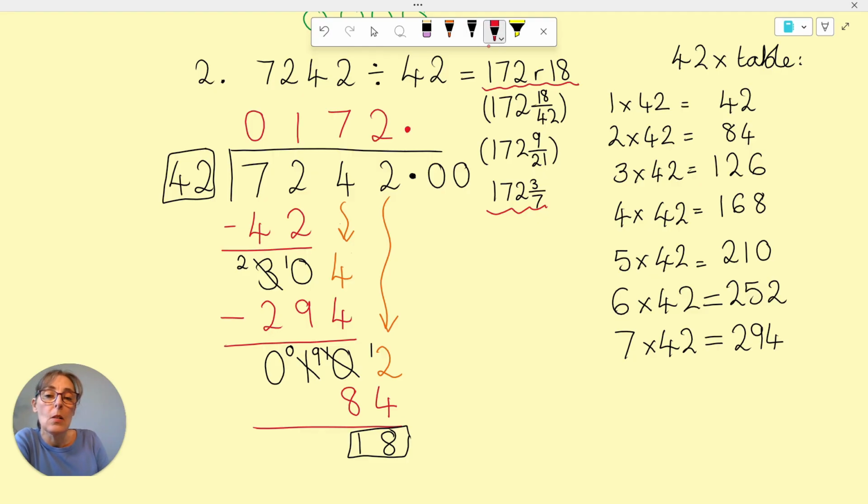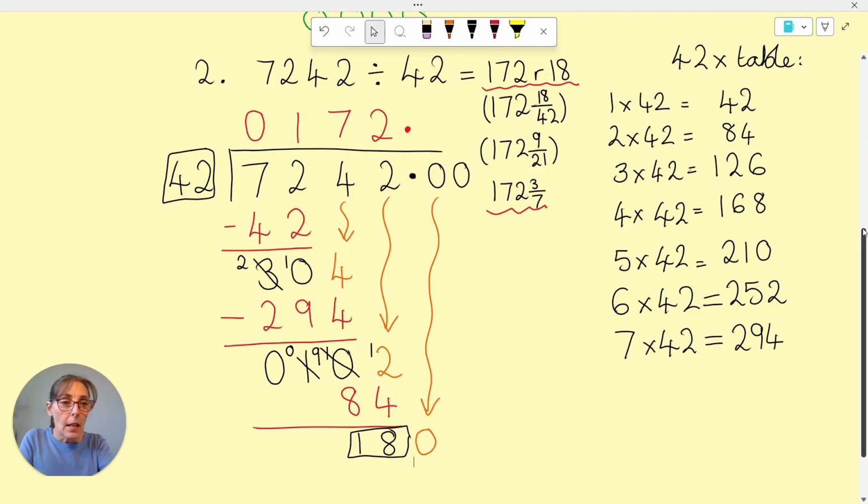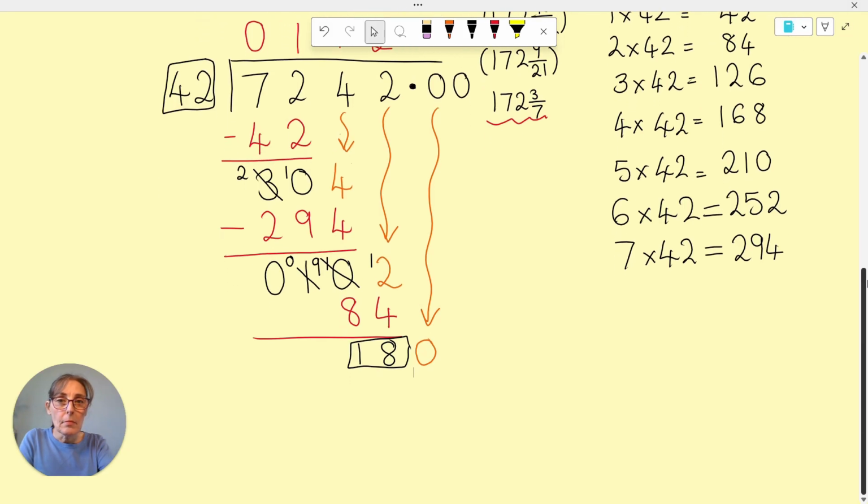Let's just take it a little step further. All right, so we can bring down, even though it's got a decimal place, we can just bring down the number here and it's a 0. So let's just slide down a little bit. We'll sort of go up and down accordingly.